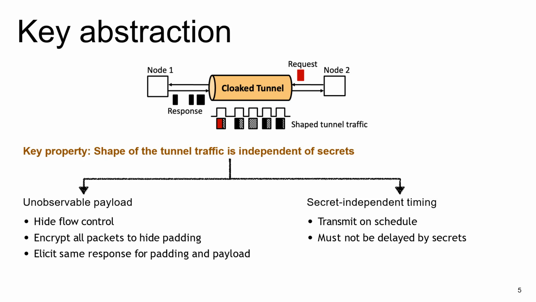So the tunnel must hide the flow control information by transmitting dummy packets if there is no payload from the application. Now, to hide the padding and payload packets, all the packets must be encrypted after the padding, and the padding information must be injected in the packet headers in such a way that it would be delivered at the other endpoint, and that the other endpoint would generate similar responses for all the packets, because otherwise an adversary could see the differences in the traffic in the other direction and distinguish between padding and payload.